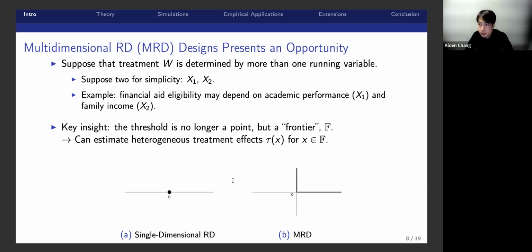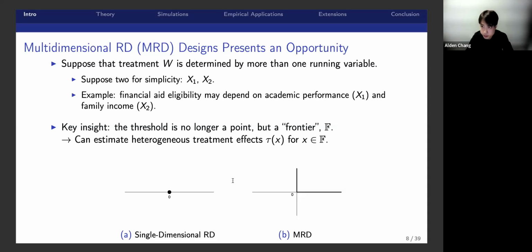So what is a multi-dimensional RD design, or MRD design? I am using this to refer to cases where treatment is determined not by a single running variable, but more than one. And for simplicity in this talk, I'll assume just two, and I'll call them X1 and X2. As an example, financial aid eligibility for students often depends on not only academic performance, but also family income. So we have two running variables.